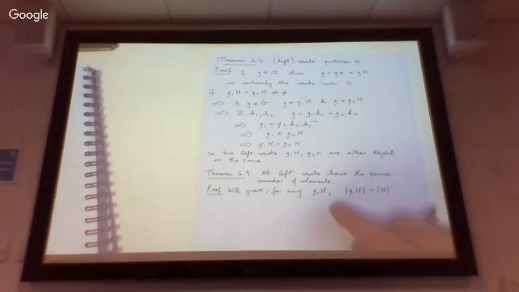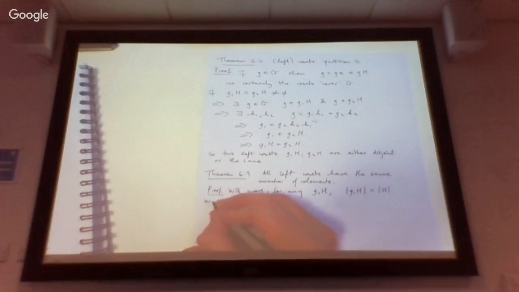Remember this convention, modulus of a set is the number of elements in the set. If we can show that every left coset has the same number of elements as H, then all the left cosets have the same number of elements. Now, what's very common in set theory or group theory, when you want to show two sets have the same number of elements, you can go in and count the elements directly and show there's 10 elements in this and 10 elements in that. Or a more systematic approach is to construct a bijection between the sets.